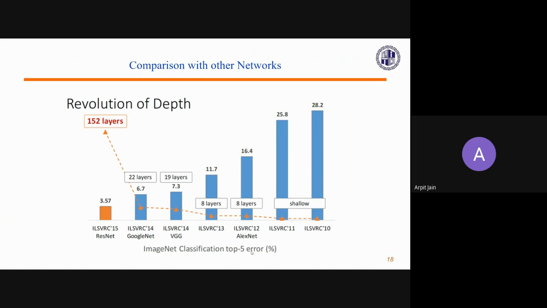So here I would like to discuss different comparisons of different networks with ResNet. This graph basically tells us how different networks perform with an increasing number of layers. As we can see, ResNet is at number one with a 3.57 percent error, and second is GoogleNet, and then VGG, AlexNet, and then the shallow network. As we can see, with fewer layers, the error percentage was quite high. Next slide, please.